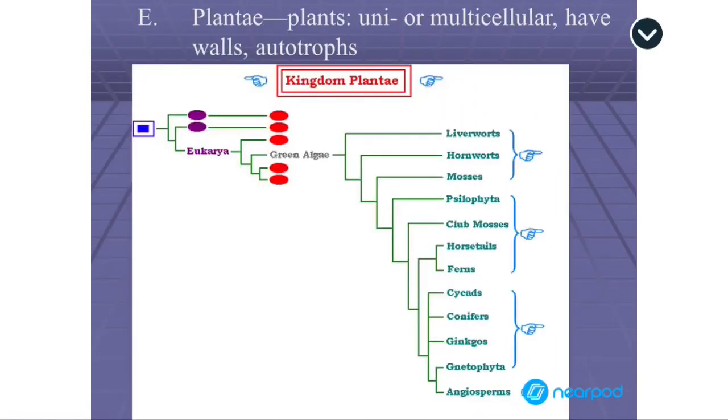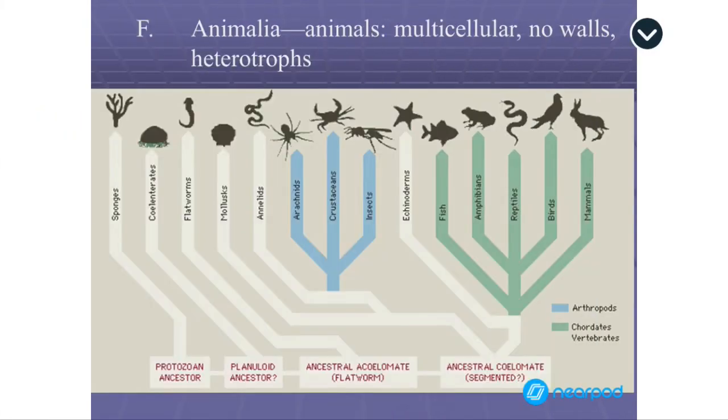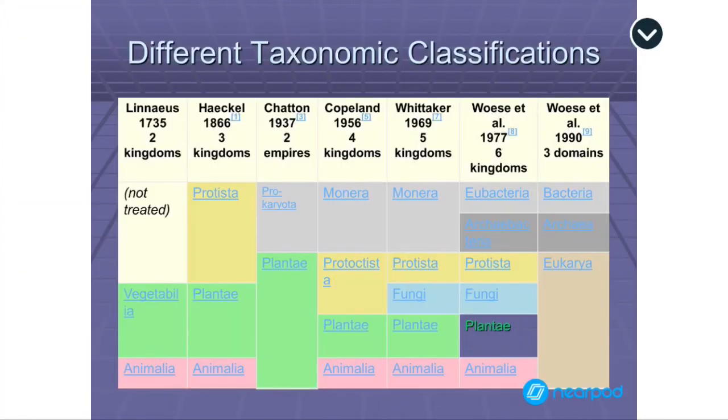And then the plants, here's an example of some groups of plants. These are multicellular, sometimes unicellular, have walls, and they're autotrophs. Animals, no walls, heterotrophs, multicellular. That's an animal. And so here's a quick history of the way things have been divided up. And so you can see there in 1866, we gave the microscopic organisms their own kingdom, and so on and so forth.